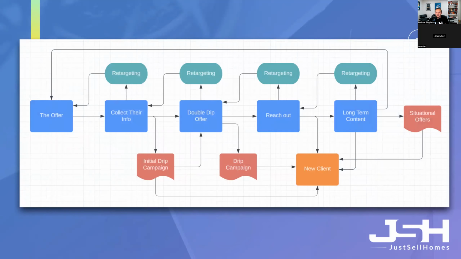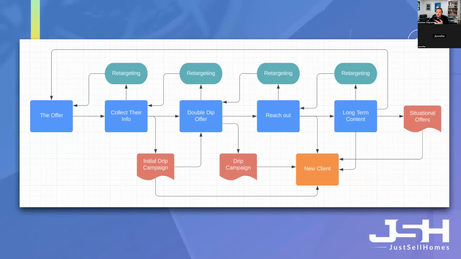So generally the flow is you make them an offer, collect their information, give them a secondary offer, then you're also reaching out to them about it. And then if they don't become a client, you're putting them into your long-term content. And that's what you want to work. So the blue section there is what you want to build out first. Once you have that built out, you can start adding the next pieces. Like the initial drip campaign, you get their info. If they take the double dip offer, the drip campaign they're going to do there.